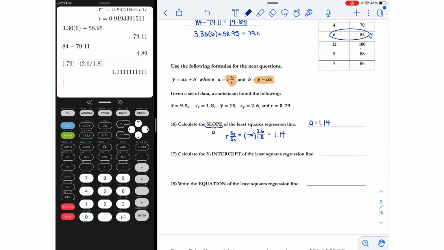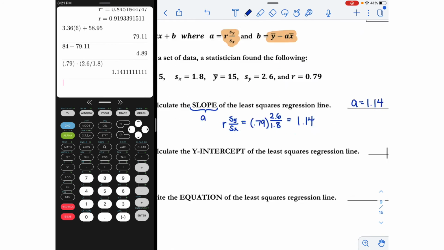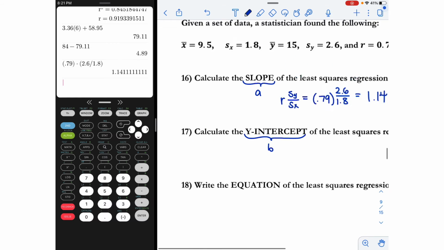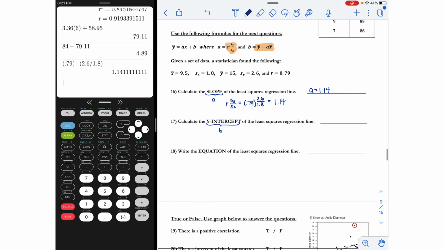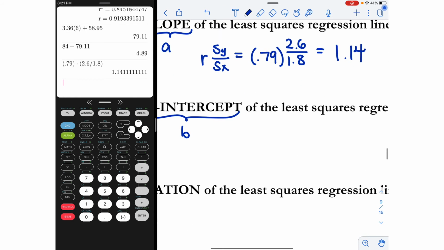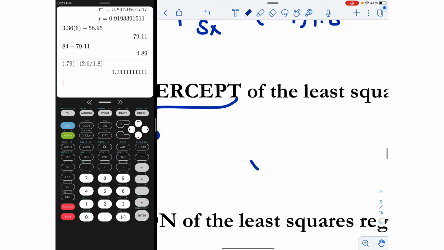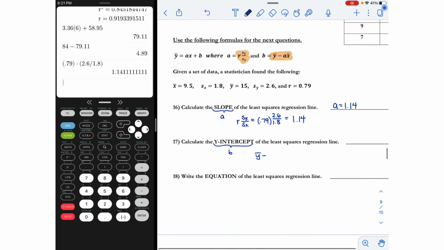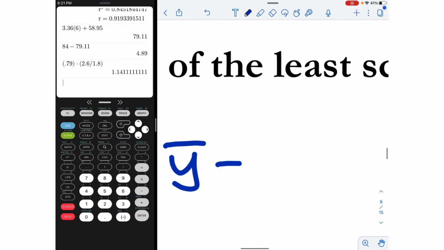Hi, buddy, I know. Okay, now calculate the y-intercept. The y-intercept is the B value. So part of the studying is just knowing what's what. Okay, so the B value is y bar. It's for sure the stylus. So I'm going to use my finger. I'm sorry, this is a little sloppy. And then minus A times X bar.